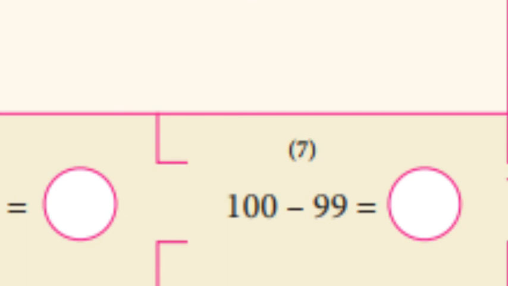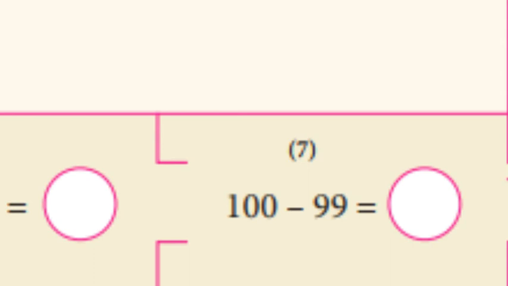Okay. Now the seventh one, 100 minus 99. Children, 100 minus 99 is equal to... 10 minus 9 is equal to 1, isn't it? 20 minus 19 is equal to 1. Children, now 100 minus 99 is equal to 1. The answer is 1.